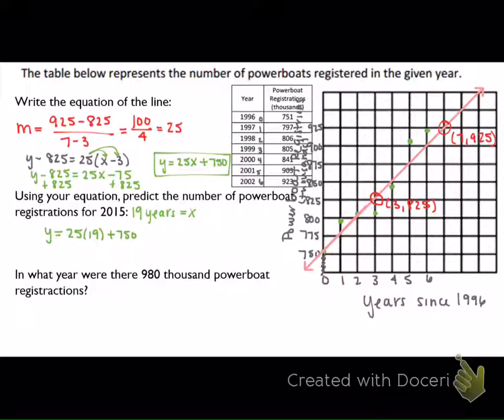So I got 1,225 powerboat users. Oh, I should put 1,000 here, yes. And you can just write the word 1,000. So when I first did it, I got 1,125,000. So something around that number should be good. You guys should not be getting the same number I get unless you have the same equation as me. And most of you guys do not have the same equation as me.